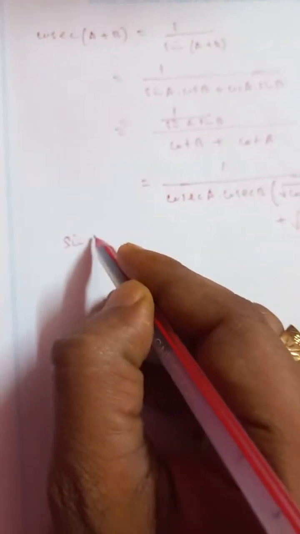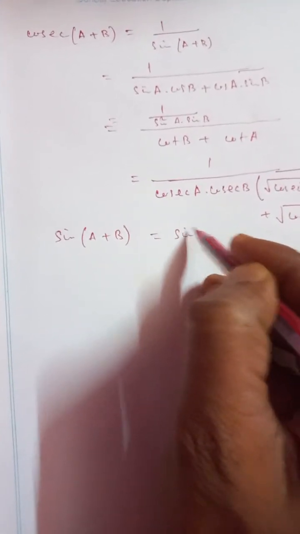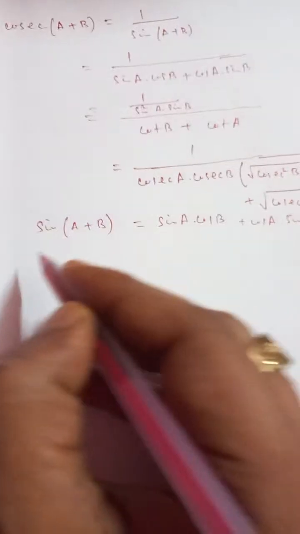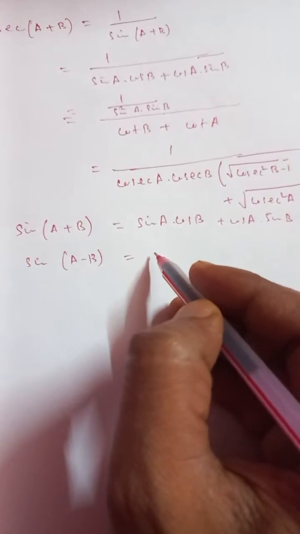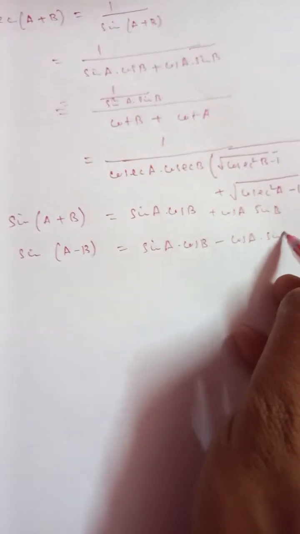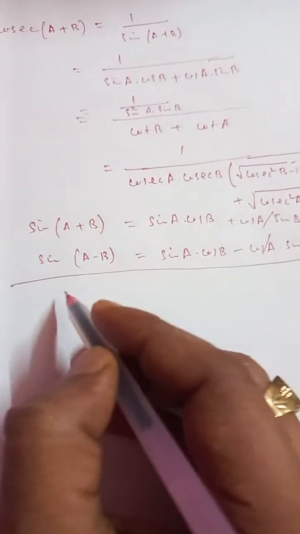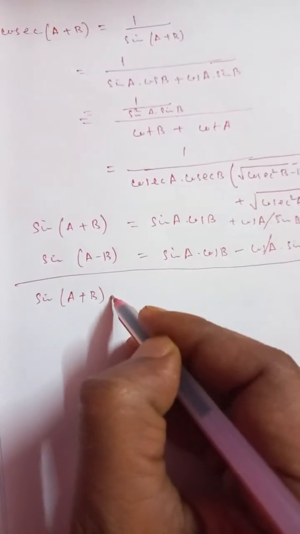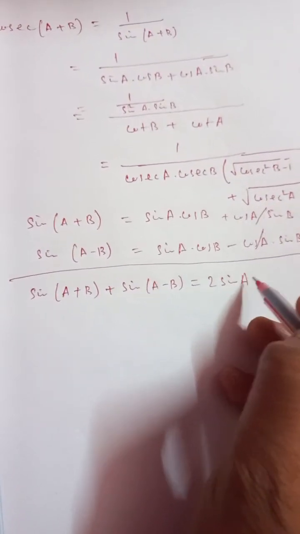Now we have sin (A plus B) is equal to sin A cos B plus cos A sin B, and sin (A minus B), we know that this is equal to sin A cos B minus cos A sin B. So if we add up this, this will cancel each other, so we'll have sin (A plus B) plus sin (A minus B) is equal to 2 into sin A cos B.